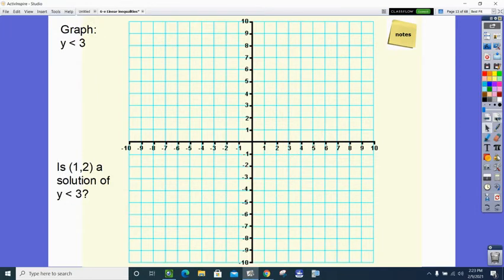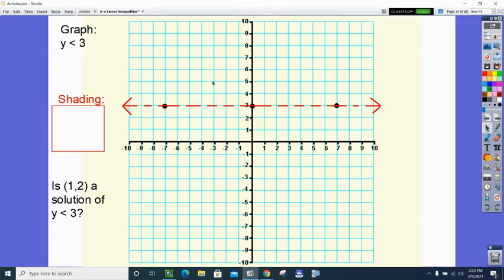How about this one? Can you graph y is less than 3 and answer the question, is the point (1, 2) a solution? So the first thing I notice is the x is missing. That means it's one of our special cases. And it means that every point on this line has a y coordinate of 3. It is a horizontal line through 3, dotted because the equal is missing.